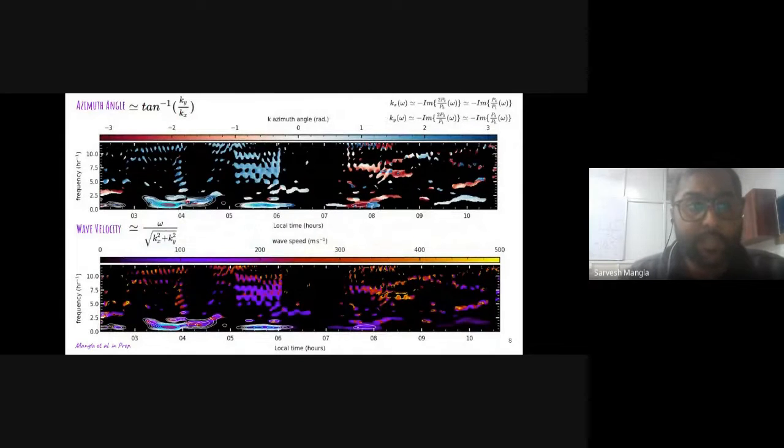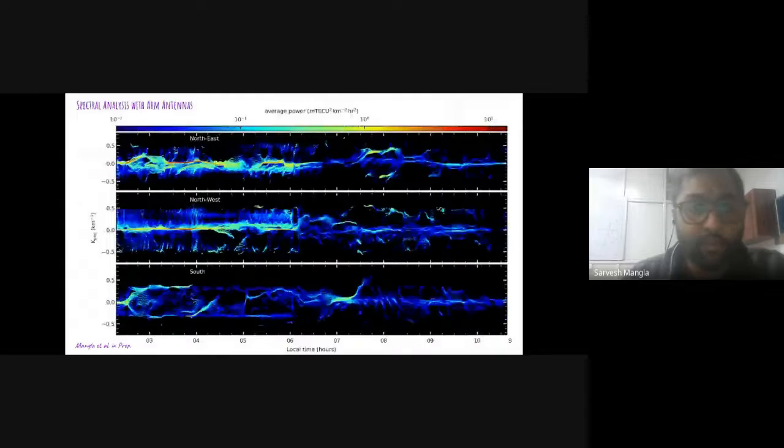Here we have plotted azimuth angle of wave velocity as a function of temporal frequency. Here one can see that most of the waves are traveling in the southwestward direction. But after dawn, the waves are traveling in the southwestward and northward directions. Most of the waves are traveling between 50 to 200 meters per second, a typical behavior of medium scale TIDs.